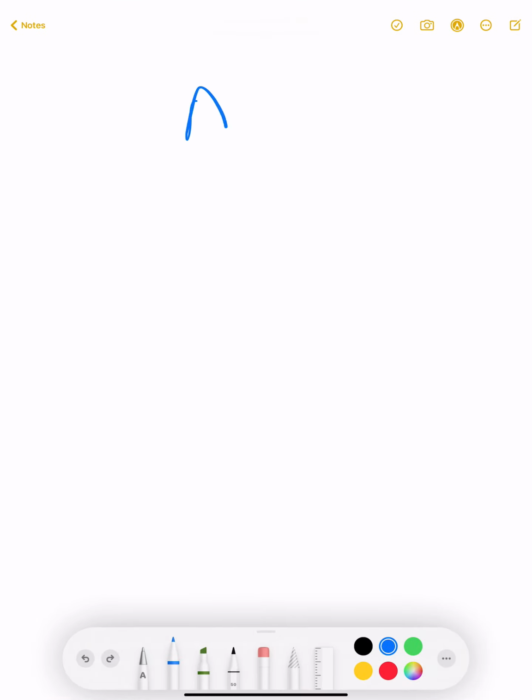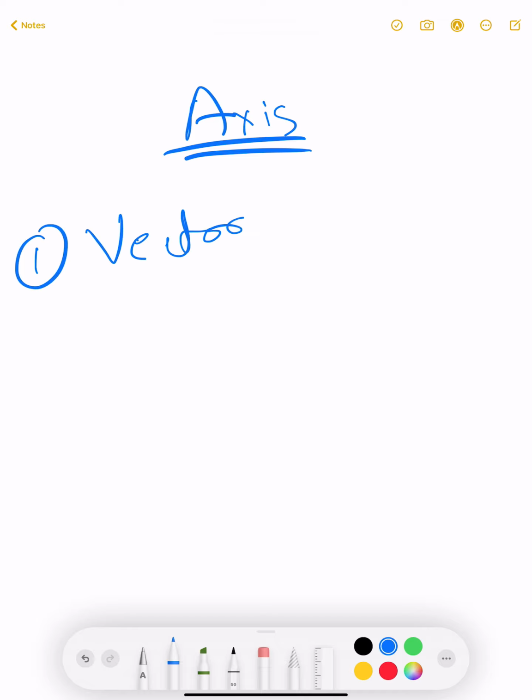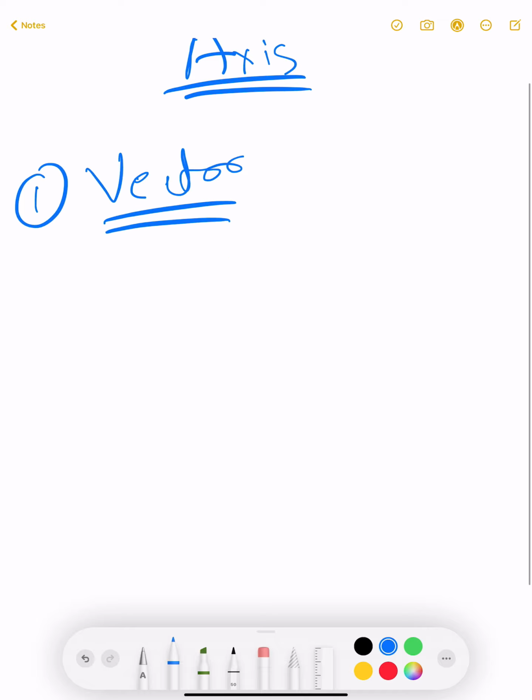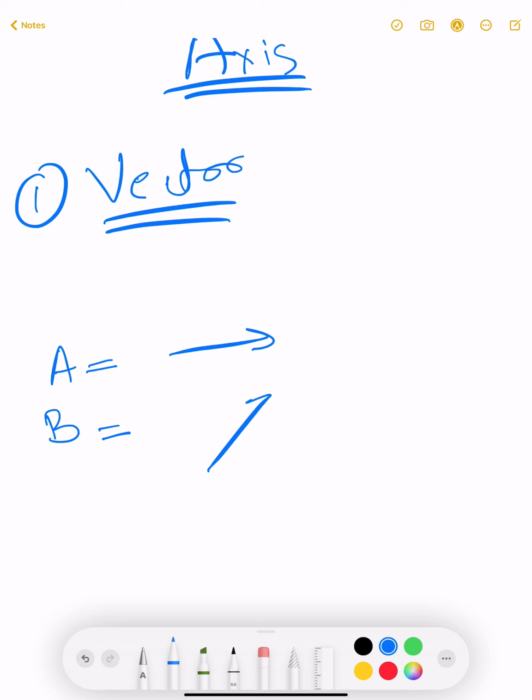Before learning about the axis, I want to tell you about two very basic concepts which we learned in our elementary or primary school days. The first one is about the vector. We remember in our mathematics or physics that sometimes we were given questions, for example, vector A is this and vector B is this, and we were asked to add both of these vectors.